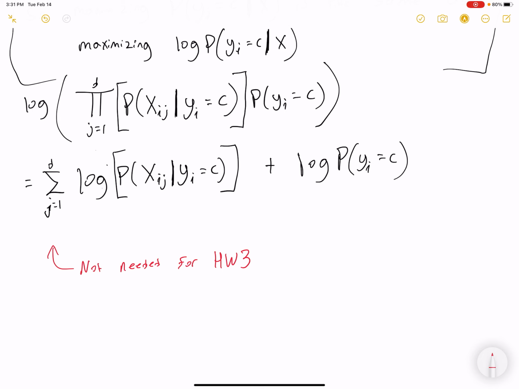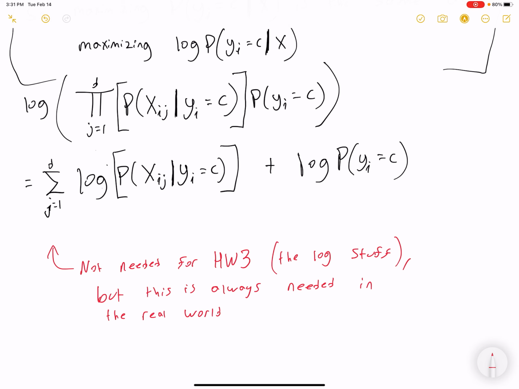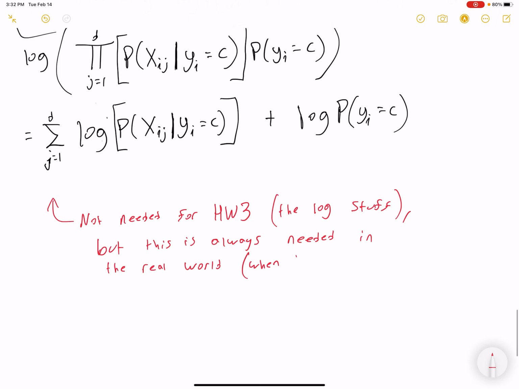The log stuff is not needed for homework 3 specifically, but this is always needed in the real world, or more generally, when the number of features is large, which would be the case in actual spam, no spam classification, where you're evaluating many words and multiplying each of those probabilities. Okay, so that's basically it for naive Bayes.